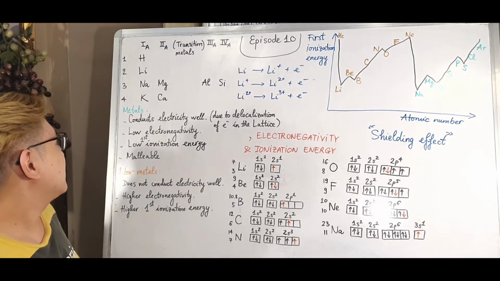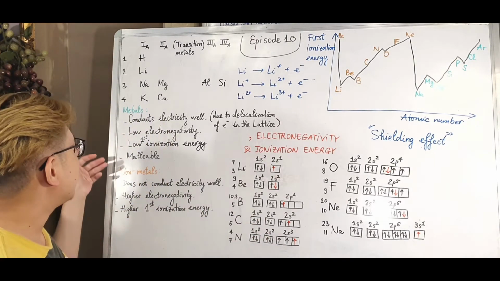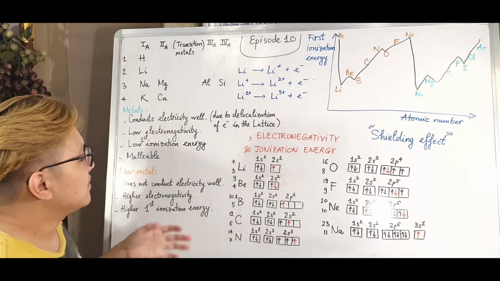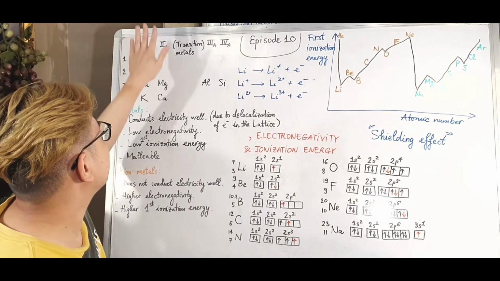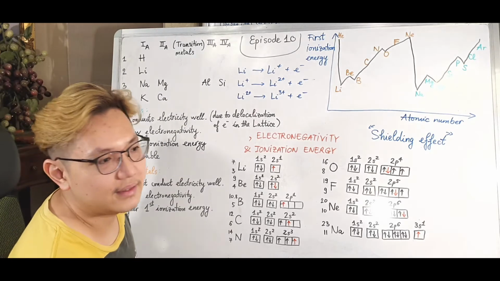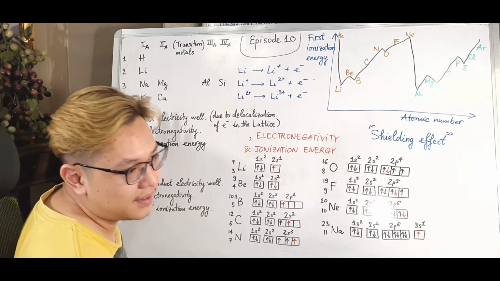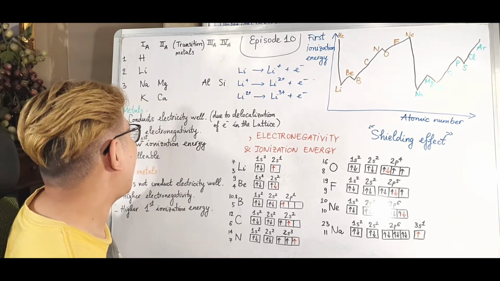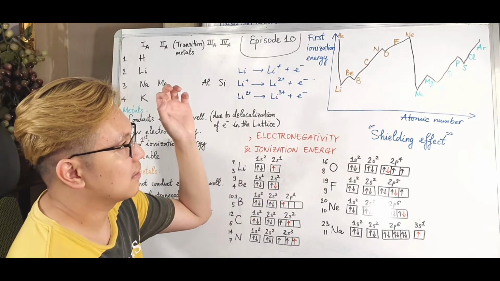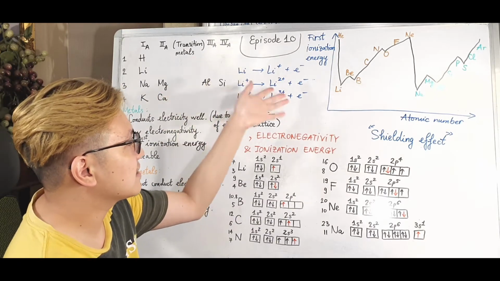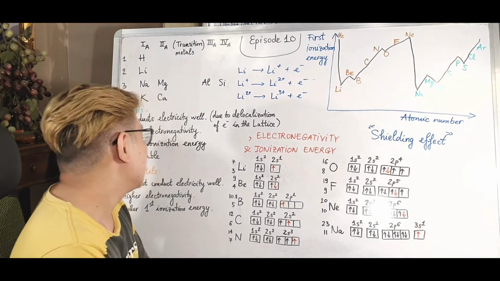Now, first of all, let's review what metals and non-metals are. You know that metals are the ones in group 1A, 2A, 3A, something like that. They are all the way to the left of the periodic table. And non-metals are the ones on the right, like group 5A, 6A, 7A, something like that.